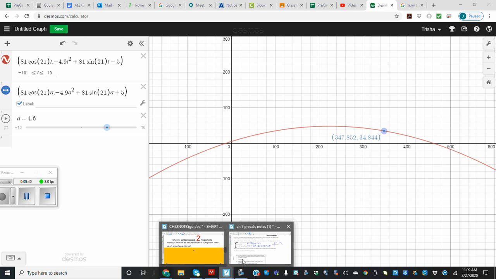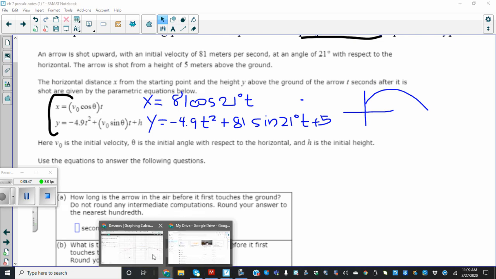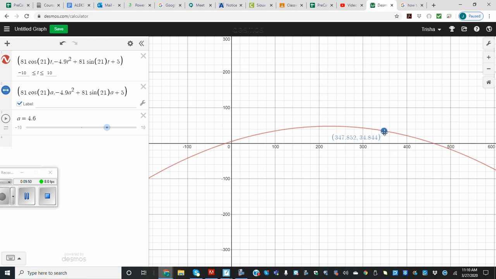So let's answer the question. First question, how long is the arrow in the air before it touches the ground? Well, it's going to touch the ground over here. So I'm looking for it to zero out. The Y value back here should be 0 because that's when it's going to be touching the ground, or as close as I can get to 0. Somewhere in there. Okay, so it's about 460 feet, roughly.